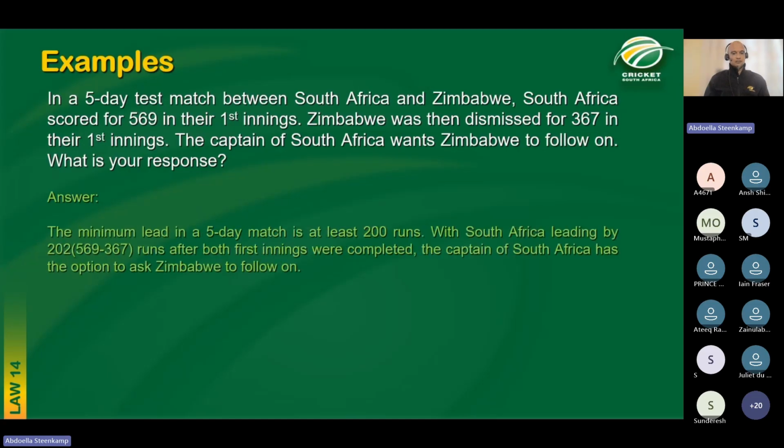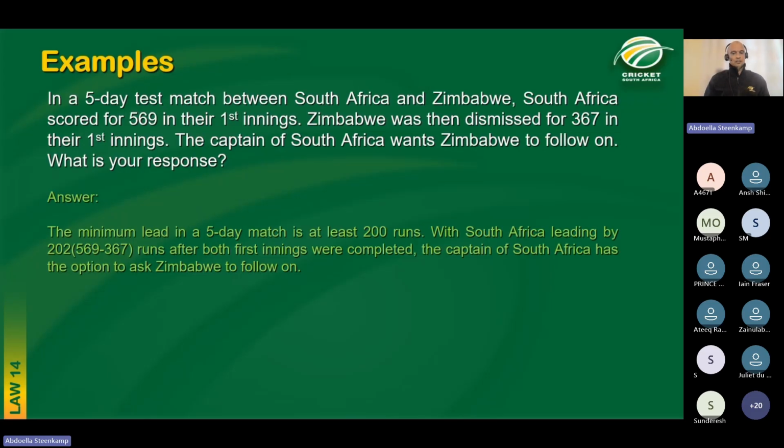The law tells us in a 5-day Test match, the minimum lead needs to be 200 runs. So what is the lead of South Africa? The lead of South Africa is 202 runs. How did I get 202? I took 569, which was what South Africa scored in their first innings, and I subtracted 367, which is what Zimbabwe scored in their first innings. And that's how I got 202 runs. So South Africa lead on the first innings by 202.